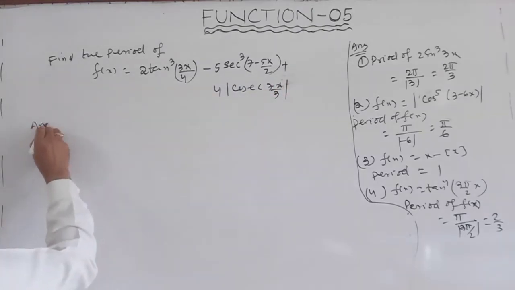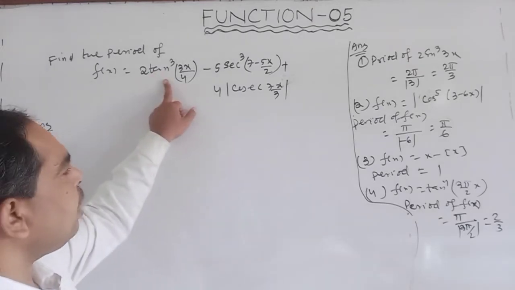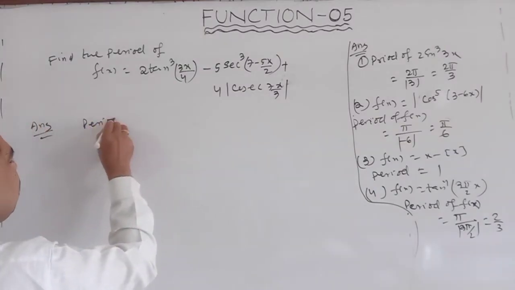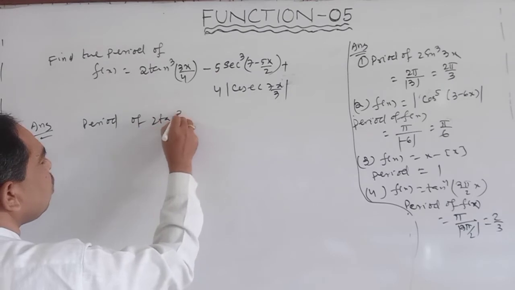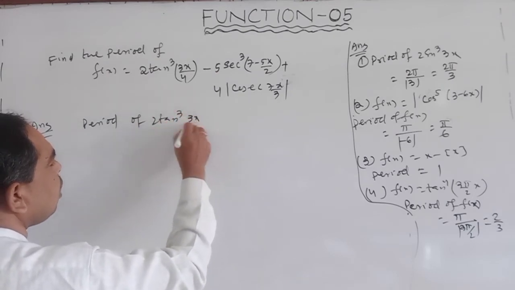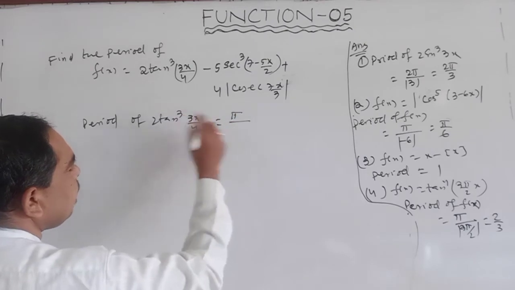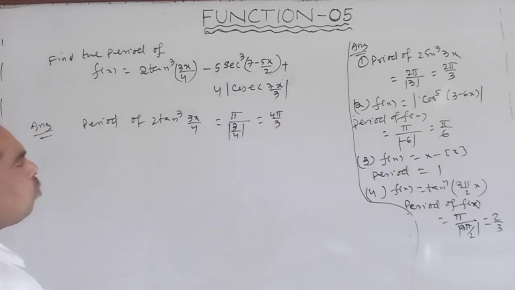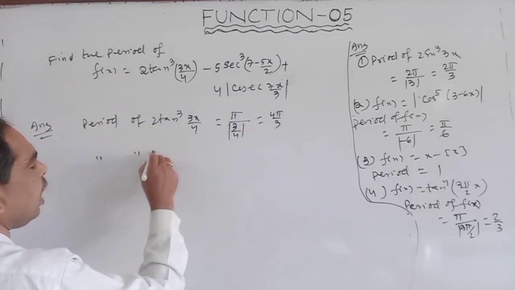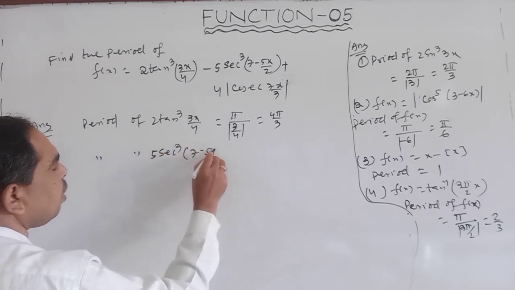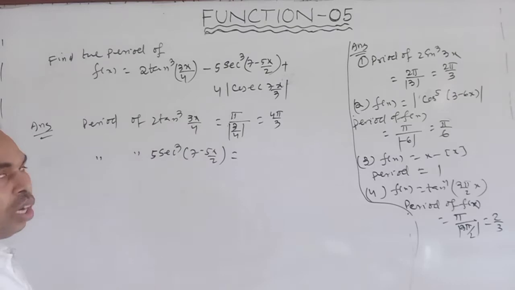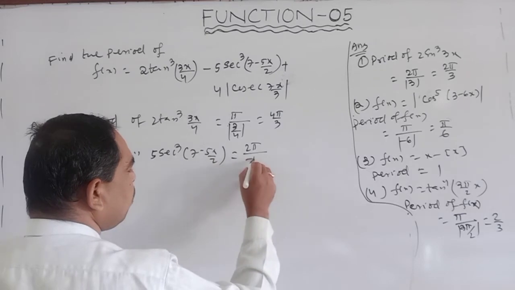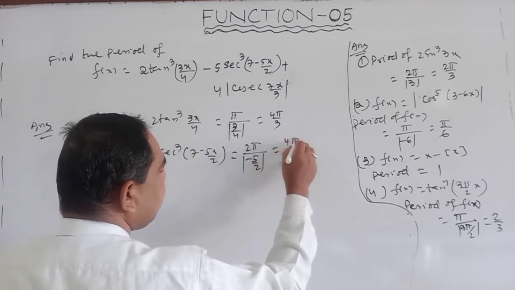So answer: first find the period of each individual function. Period of 2 tan cube 3x by 4 is equal to pi by 3 by 4, which is 4 pi by 3. Next, period of 5 sec cube of 7 minus 5x by 2. Sec cube means the power is odd, so this is 2 pi by coefficient of x, mod, minus 5 by 2 mod. That is 4 pi by 5.